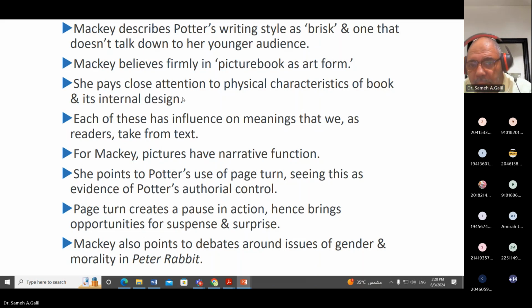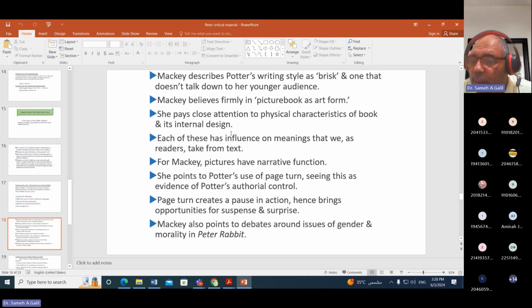She normally looks also at the style of the writer, and she focuses on Potter's writing style, and she describes it as being brisk. And she has this very smart observation. She says that Potter does not talk down to her young or younger audience, which means that she doesn't use a language that only suits children. So instead of going down to the child and using a language that is tailored for him or her, she writes in a natural way. Perhaps this way she can elevate the level of the child.